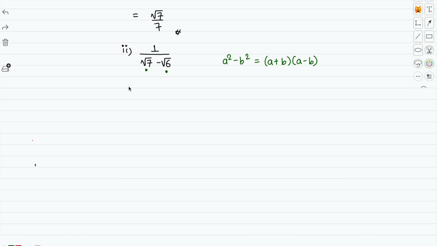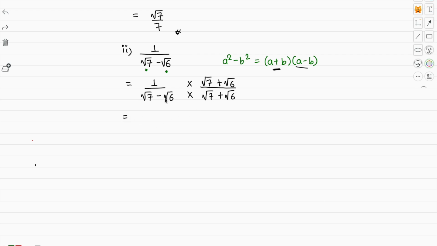Now, how do we use this formula? Let's see. So we have 1 divided by root 7 minus root 6. So this looks something like a minus b. I need a plus b as well to make it a square minus b square. So what I am going to do is multiply both the numerator and denominator with root 7 plus root 6, so that I would get a plus b, a minus b in the denominator. So I have to do that in the numerator as well. So we have root 7 plus root 6 in our numerator as well.